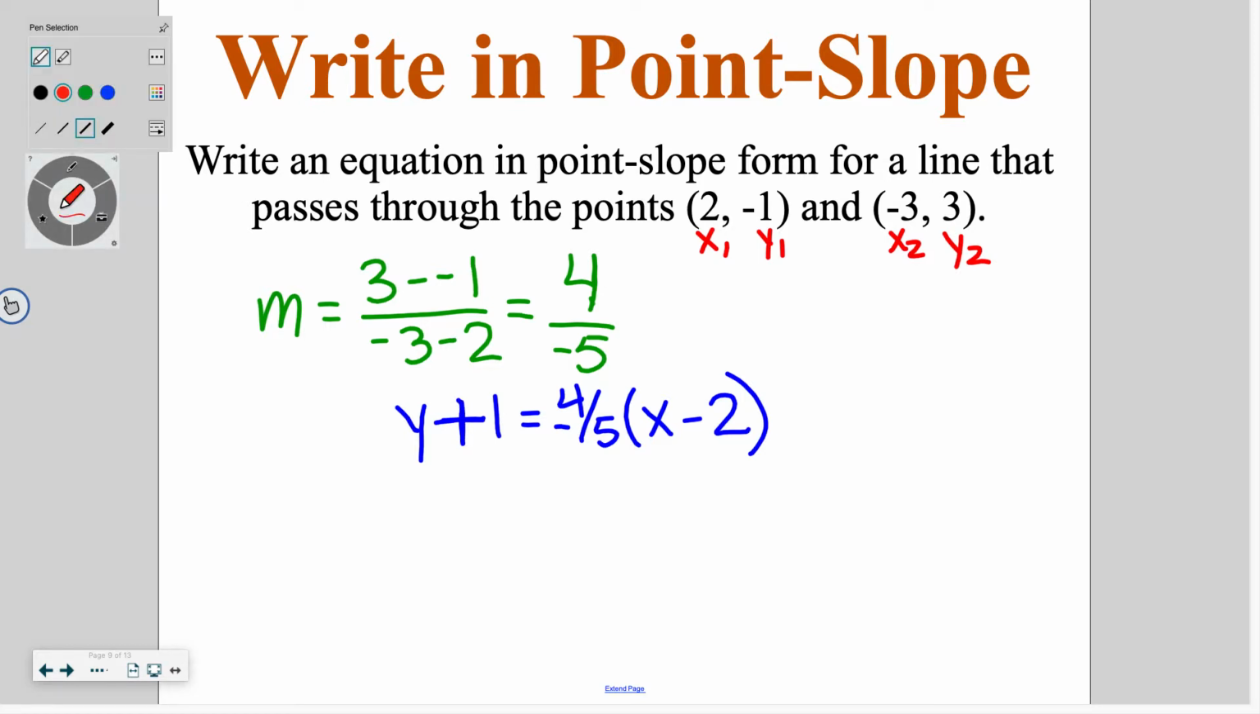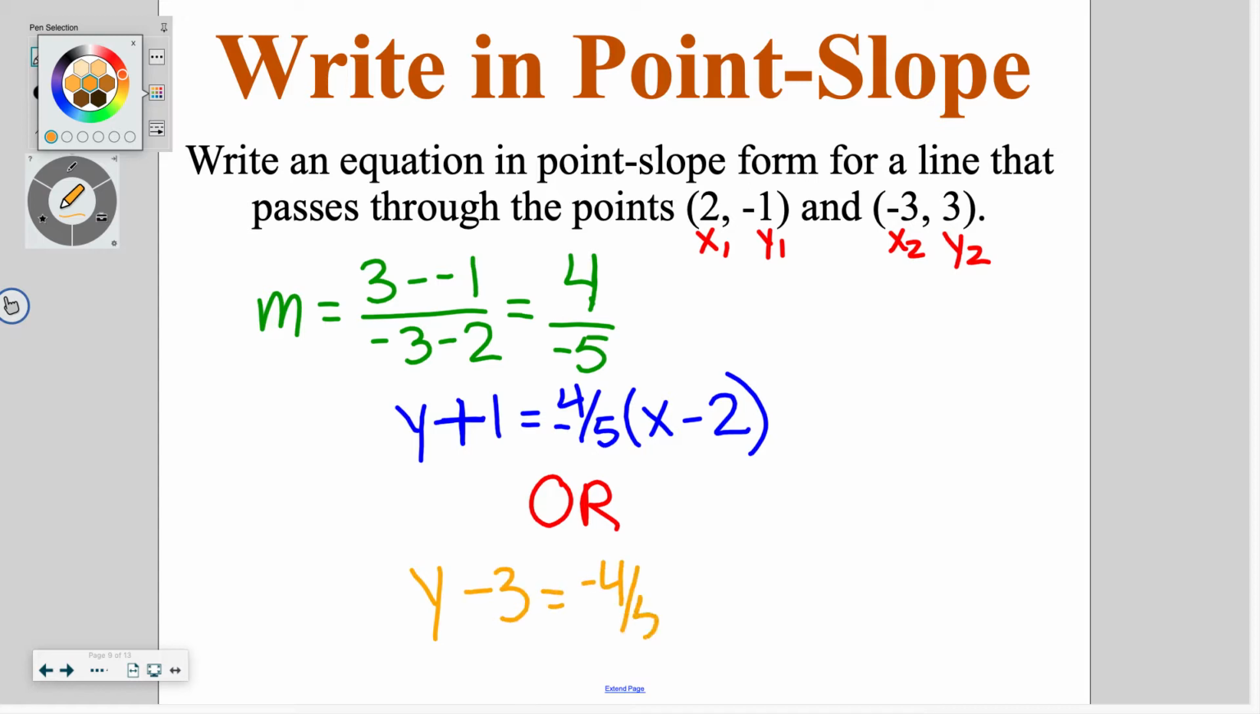Now, we have 2 points, so your other possible option, if you decided that this was going to be your x1 and y1 value, you could also write the equation out as y minus 3 equals your same slope of negative 4/5 times x minus negative 3, which turns into x plus 3. So you can use either of the 2 points to write out your equation.